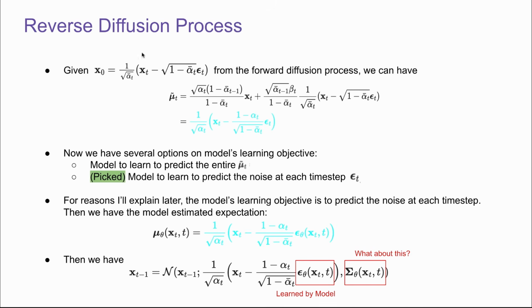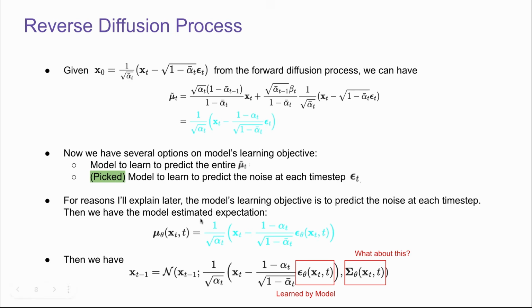Given x0 equals this from the forward diffusion process, we can pass x0 into this formula. In this case, we get mu t hat equal to this highlighted formula. So it's a function of xt and epsilon t, which is the noise at time step t. Now we have several options for the model's learning objective. We can either ask the model to predict the entire expectation, or we can ask the model to predict the noise at each time step, epsilon t. In the end, this is the option that the original authors picked. I'm going to explain later why. Anyway, the model's learning objective is to predict the noise at each time step.